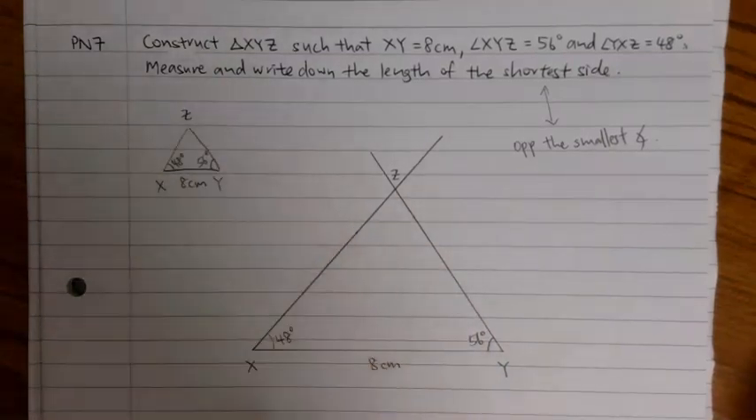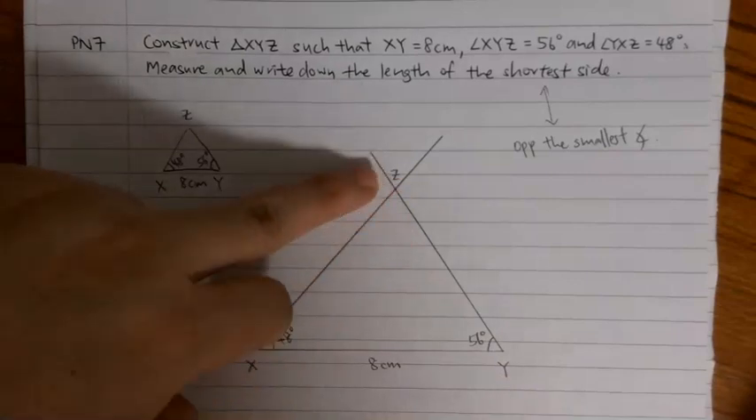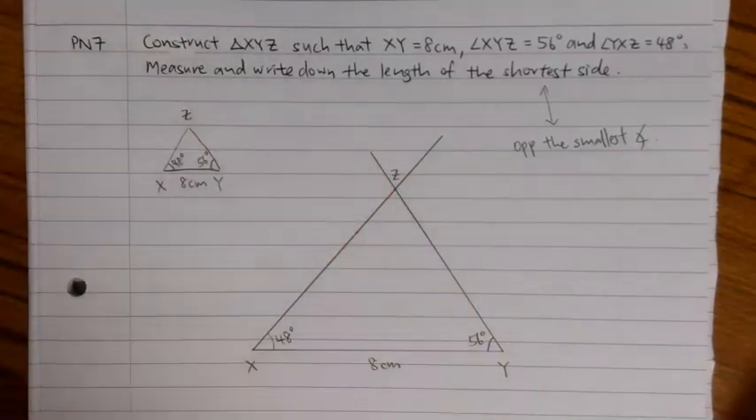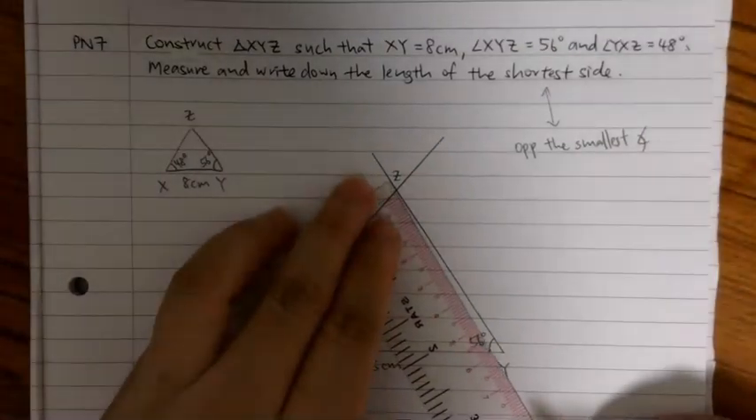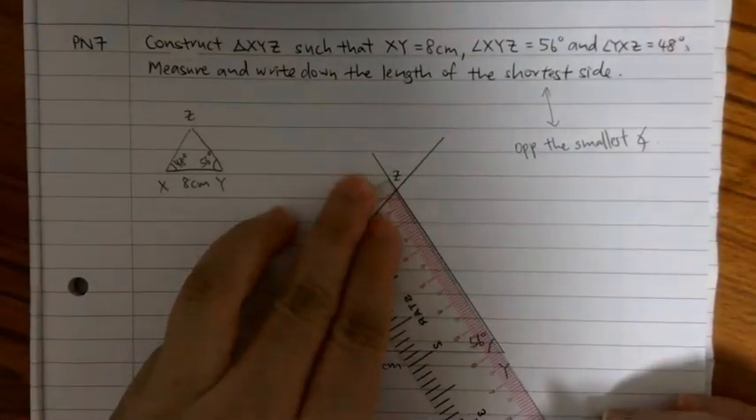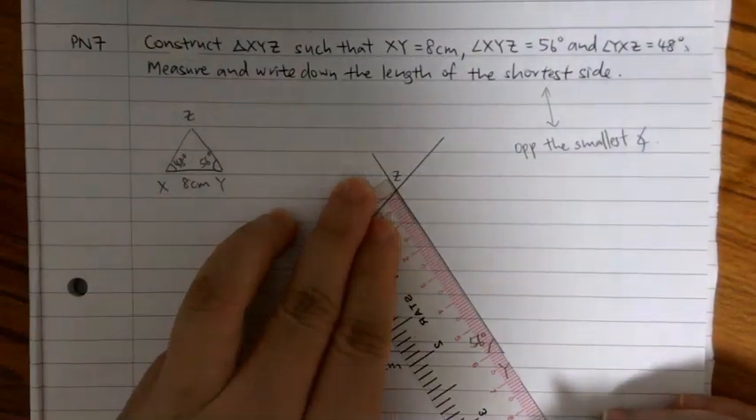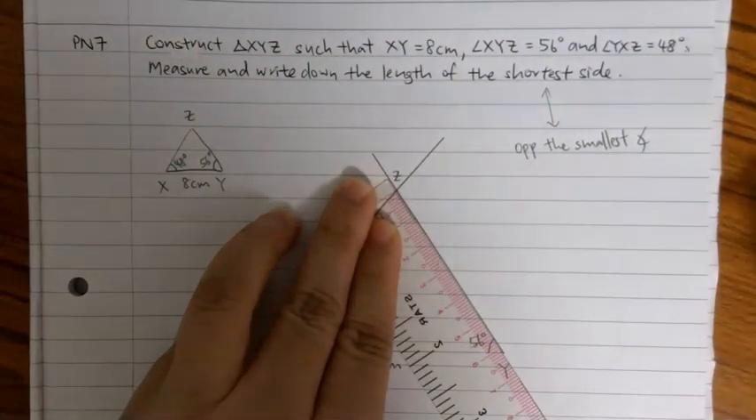Now, if you're unsure, you can measure both the length of XZ and YZ and then just write down the length of the shortest side. So use your ruler, measure, you get about 6.2.